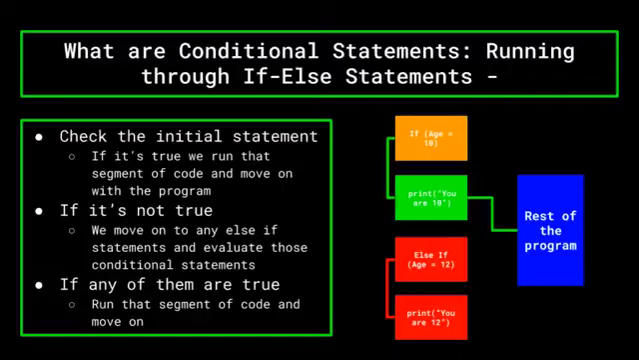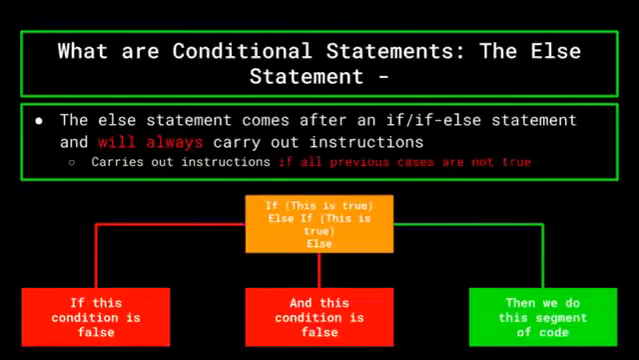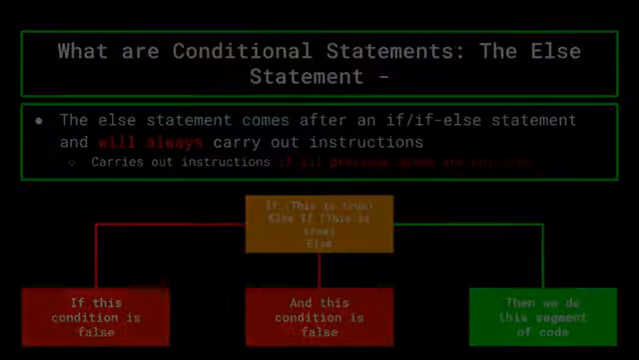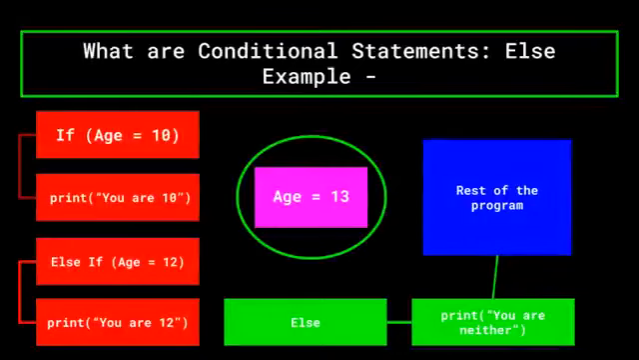Now that takes care of the else if statement, so now we'll move on to the else statement. The else statement once again comes after an if or an else if statement, and will carry out its instructions no matter what, as long as the preceding statement or statements are evaluated as false. If we went back to our previous program, we could add an else statement, which would only have the code in its brackets run if the age variable wasn't 10 or 12.